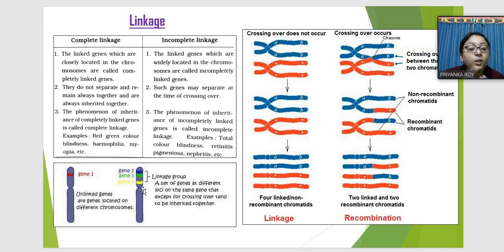And all the genes which are linked together form a group known as a linkage group. Usually all the genes present on the same chromosome, side by side and linearly arranged, form one linkage group. So a set of genes at different loci on the same chromosome that, except for crossing over, tend to be inherited together. If there is no crossing over, they will obviously be inherited together. Then it is called a linkage group. A gene present on some other chromosome will be an unlinked gene for that linkage group.